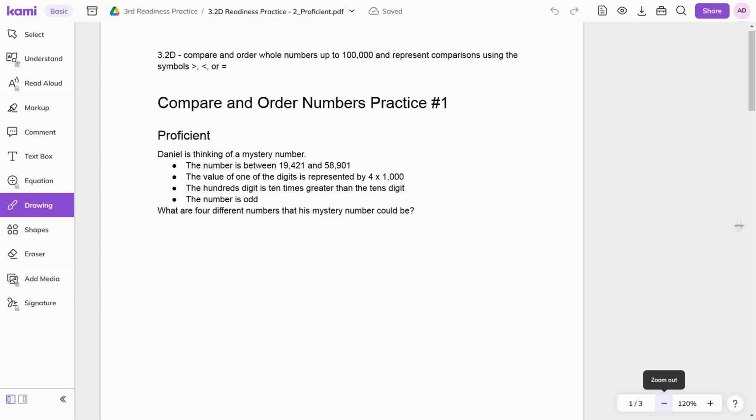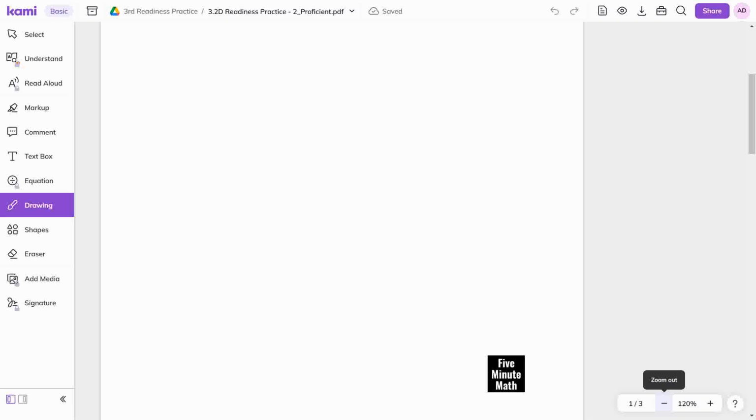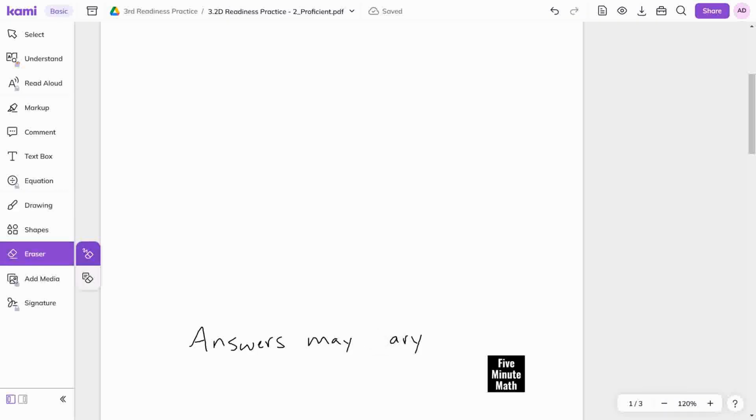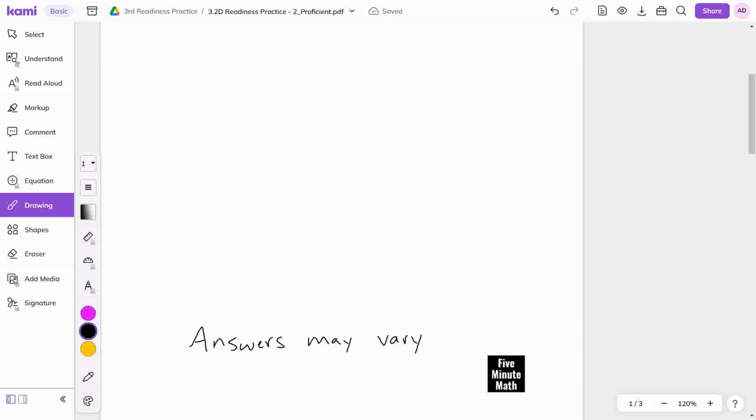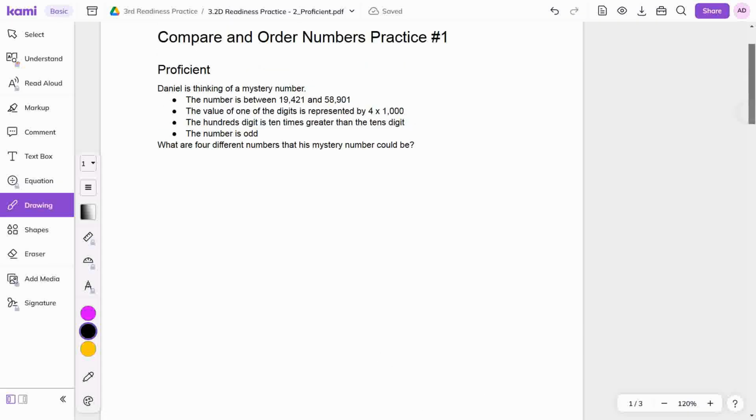So our first practice problem asks us to identify a mystery number, and we need to come up with 4 different numbers that meet these criteria. So let's just go ahead and put down here that answers will definitely vary. I'm going to show you some different options and model the thought process, but your answer might be different than mine, and if so, that is fine as long as it meets the criteria that I'm about to lay out for you. So let's look at what we have.